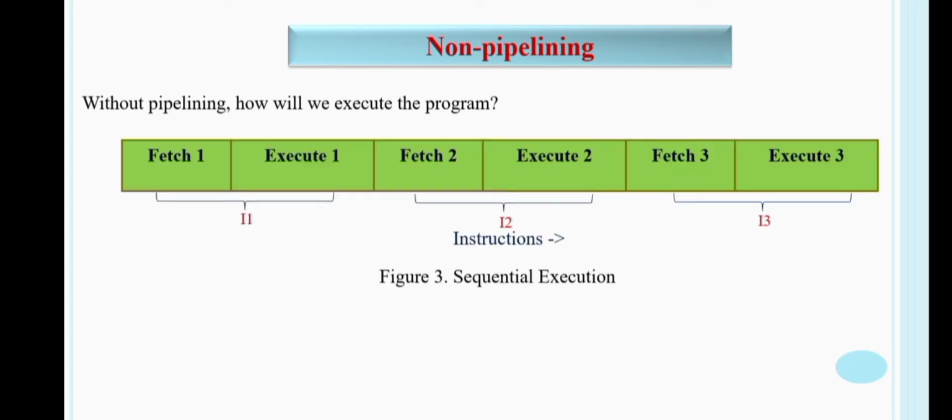Let us understand non-pipelining. As we all know, a program is a set of instructions. Here we want to execute 3 instructions. Let us say our program has 3 instructions. When all these 3 instructions are executed, then we can say our program executed successfully. First, instruction 1 will be executed, then it will go to execute the second instruction. When the second instruction is successfully executed, then it will go to the third instruction. This is called sequential execution.